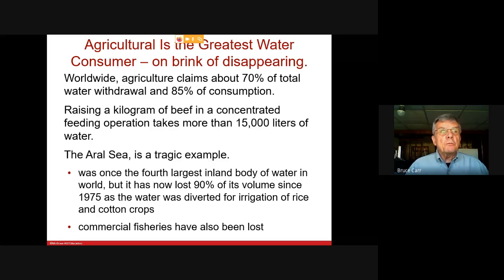One of the things that we prefer in the United States is a meat-rich diet. And of our choices, there are different amounts of water required to raise different meat animals. So to take it from small to large, chickens to pigs to cows produces a huge increase in the amount of water required. Raising a kilogram of beef, that's 2.5 pounds of beef, in our modern operations, concentrated feeding operations, feedlots, takes 15,000 liters of water per kilogram.